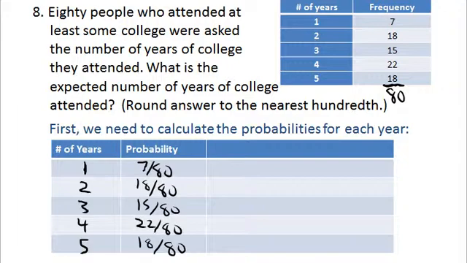Then you want to take a product. You want to take the number of years times the probability associated with that number of years.